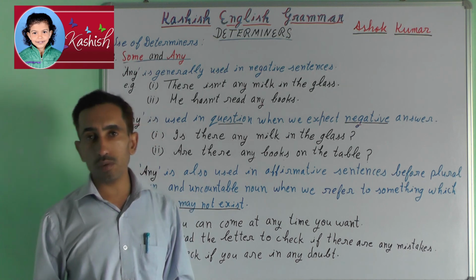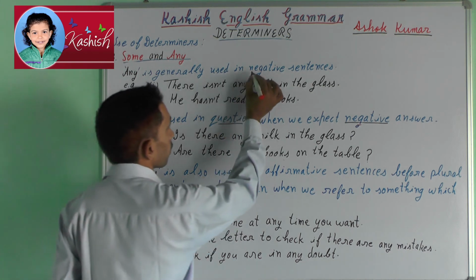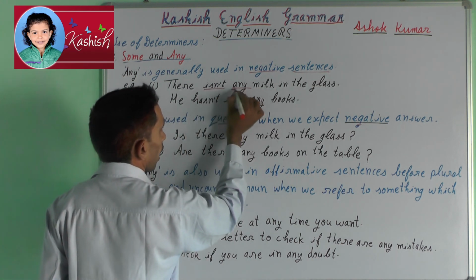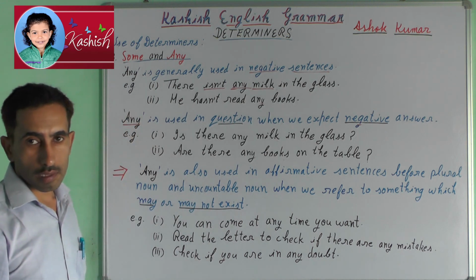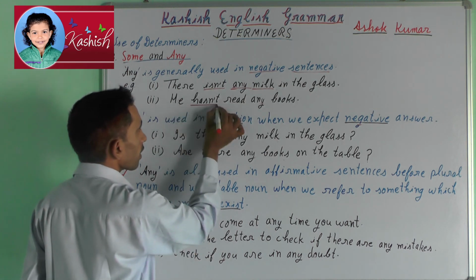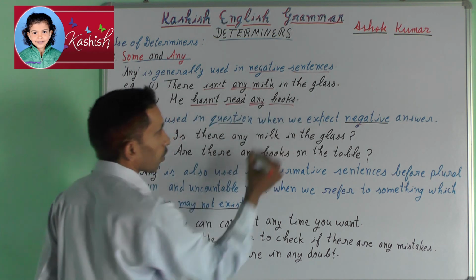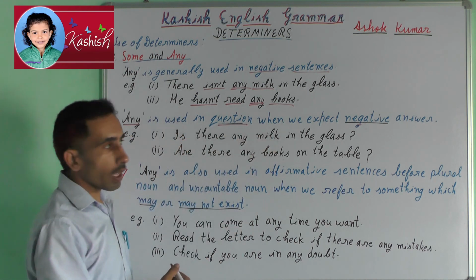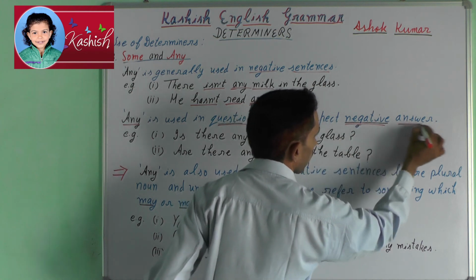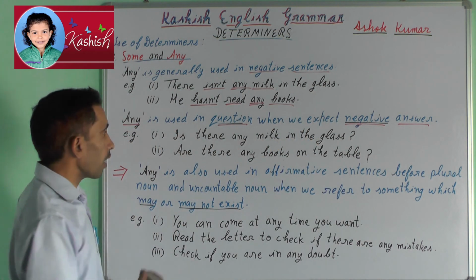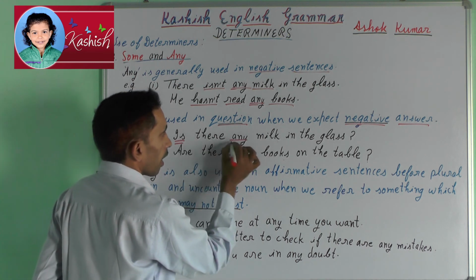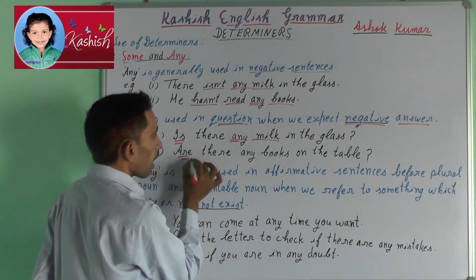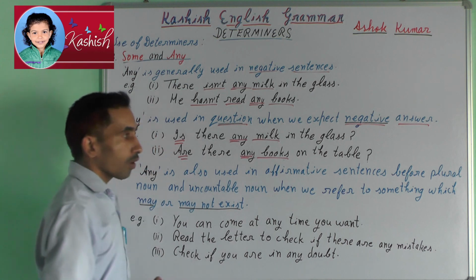Any is generally used in negative sentences. For example, there isn't any milk in the glass. Next, he hasn't read any books. Any is used in questions where we expect a negative answer. For example, is there any milk in the glass? Next, are there any books on the table?